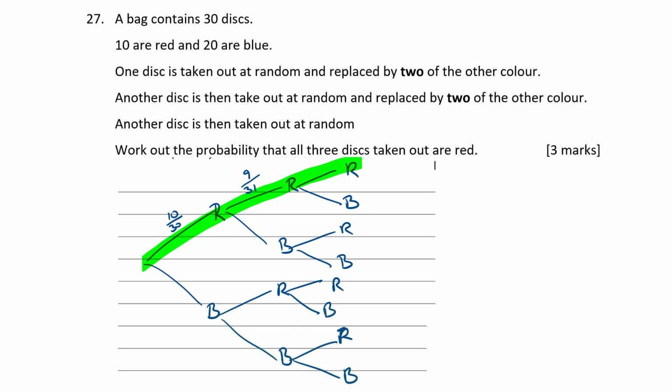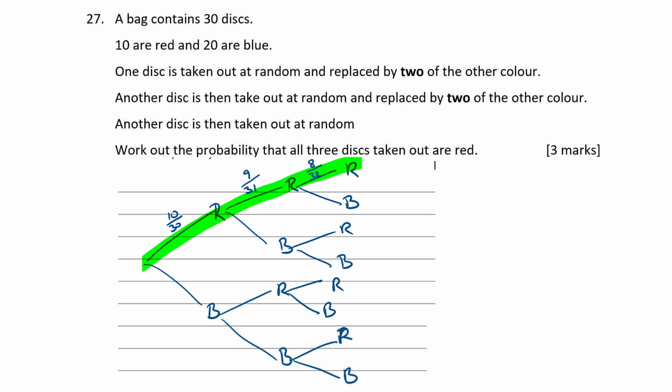And then same thing again then. So if I picked a second red, then I'm going to now have 8 reds, and I'm going to put another 2 blue in. So altogether now I've got 24 blue and 8 reds. So my chance of picking a third red is going to be 8 out of 8 plus 24 is 32, isn't it? It's going to be 8 out of 32 going in that direction.